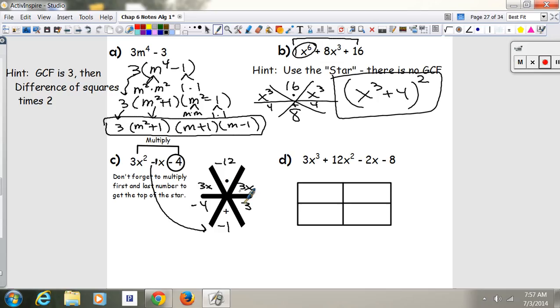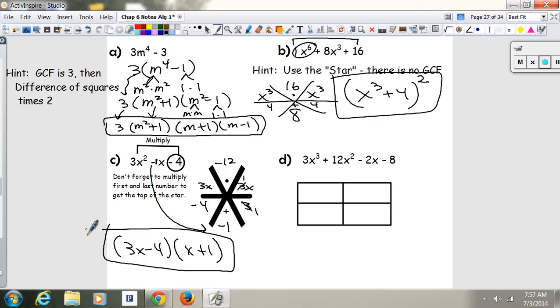And you can reduce the 3 over 3 to 1 over 1. So that's going to give you a parenthesis of 3x minus 4. This one is just x plus 1. And you have your answer there.